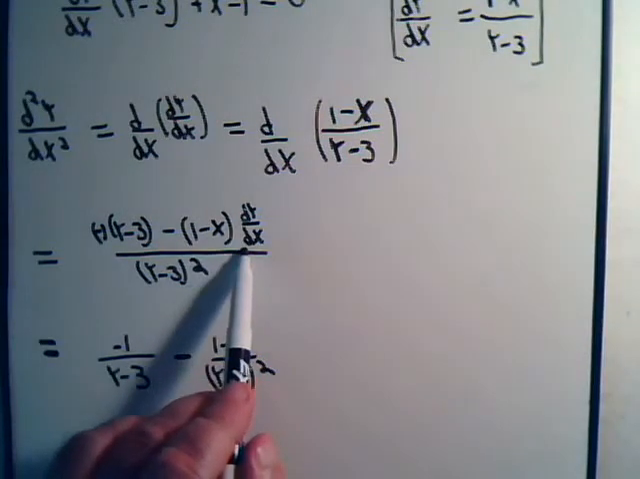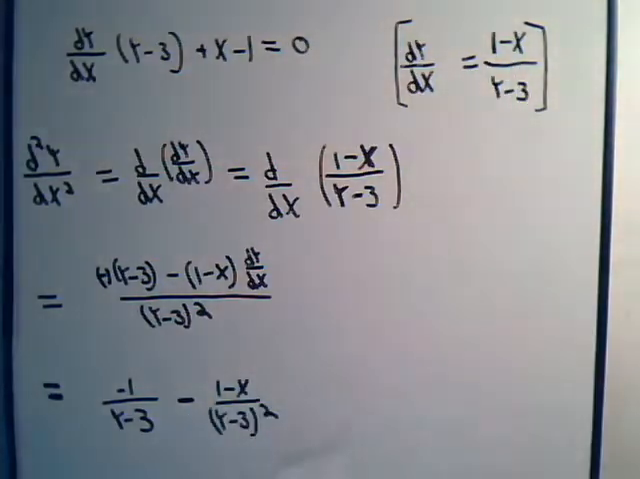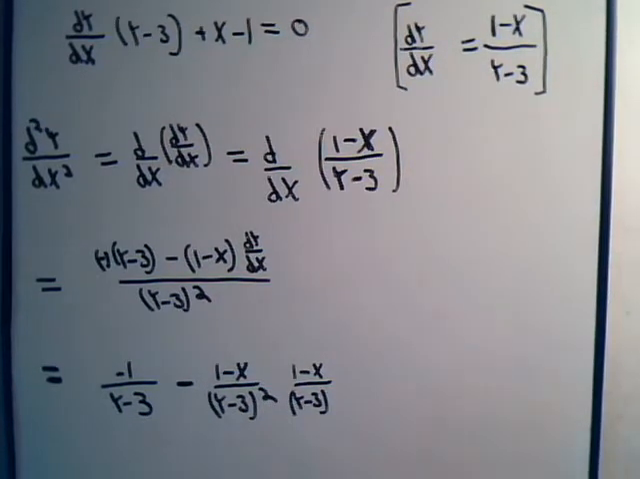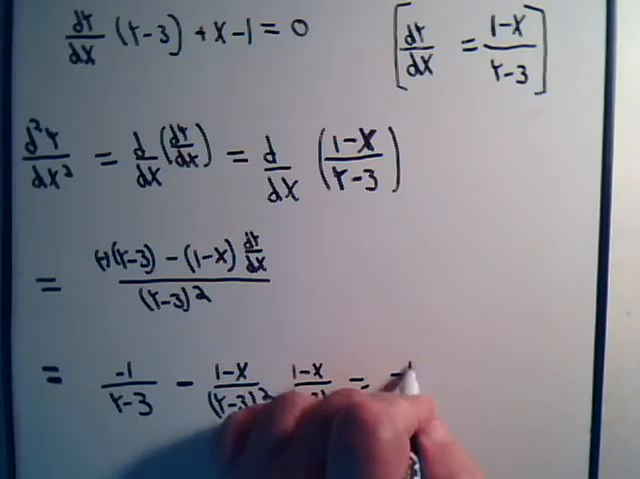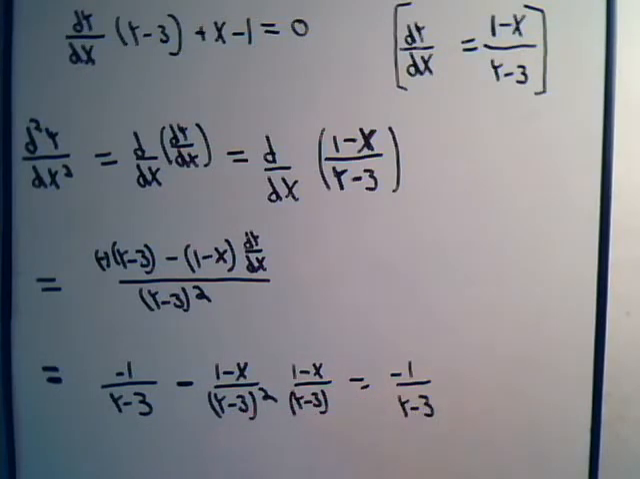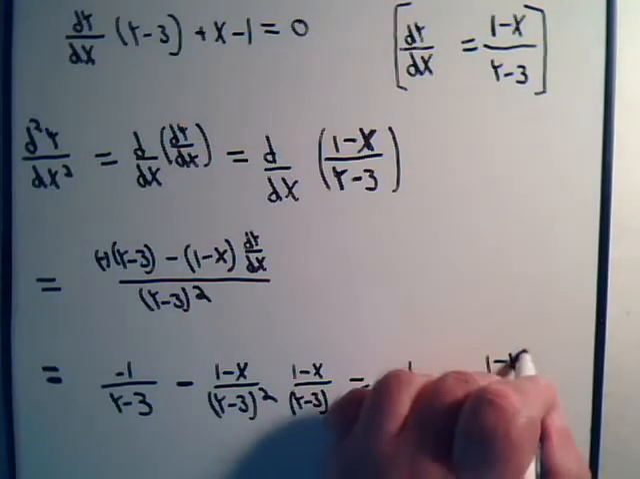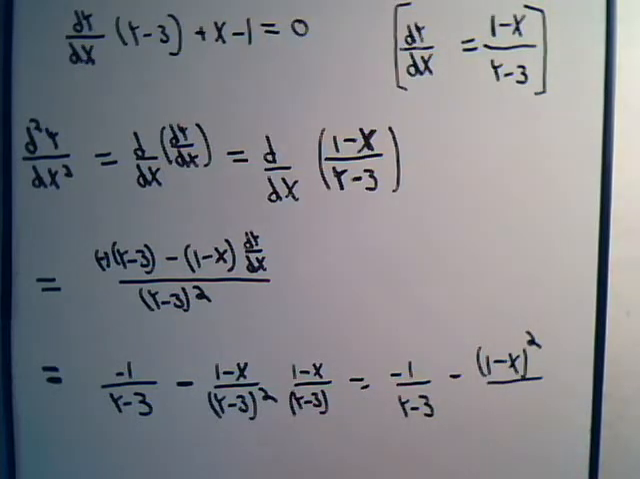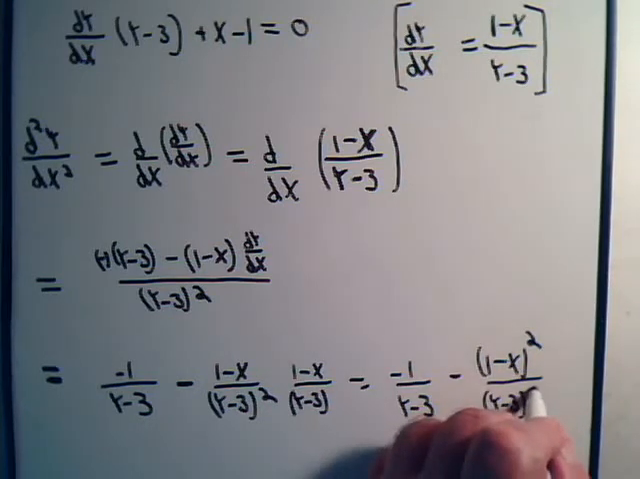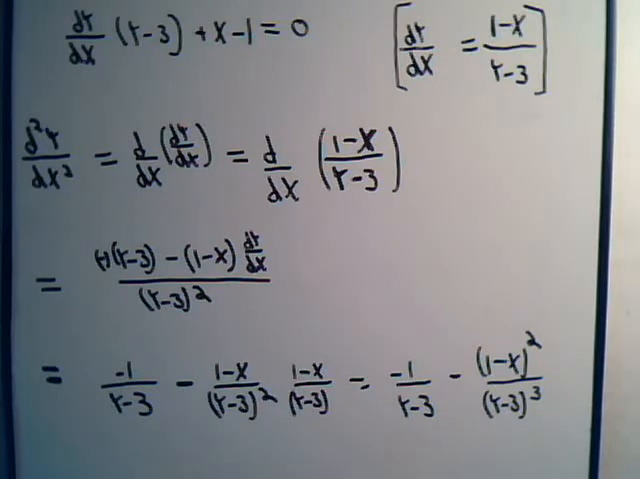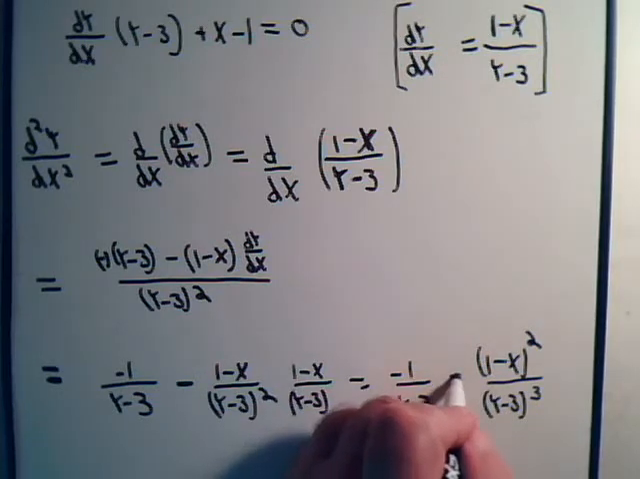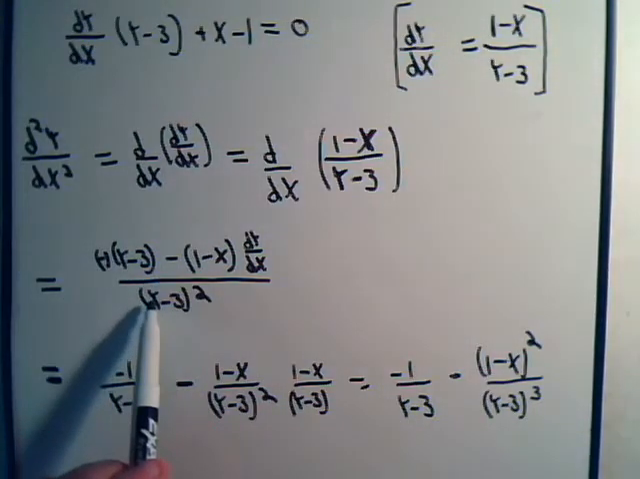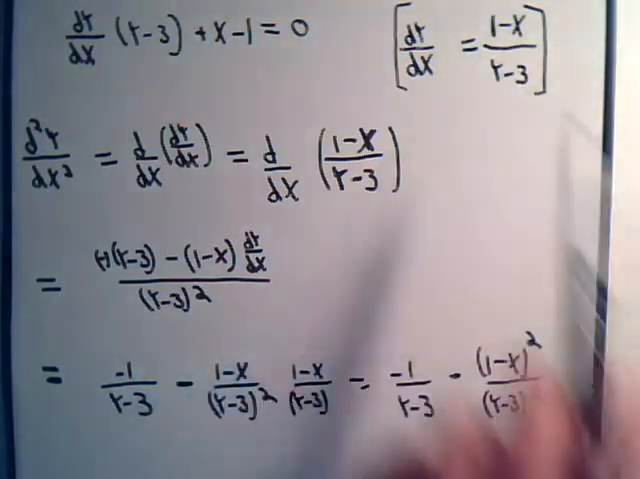Now we have times dy dx. And that's this. So we have times 1 minus x divided by y minus 3. And this will equal minus 1 over y minus 3 minus 1 minus x quantity squared divided by y minus 3, and that's going to be cubed. Okay, and that's d squared y dx squared, our second derivative. It's in two parts here because of what we did back here, and we did that so that when we put the value in here for dy dx, we won't get confused.